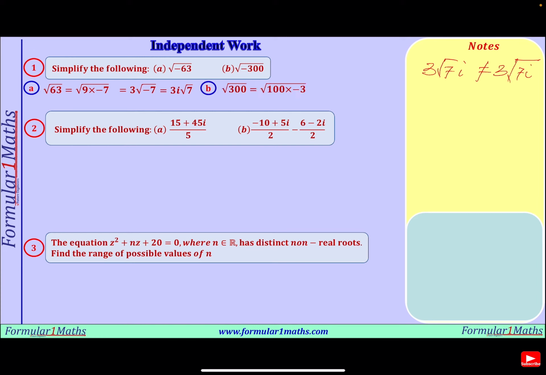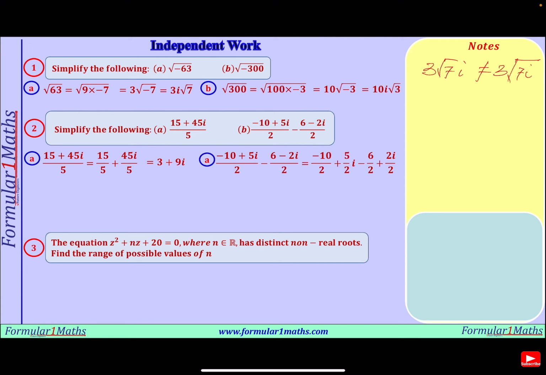So this will give you square root of 100 times minus 3. That will simplify to give you that, and obviously you're going to get 10i root 3. For number 2, it's good to rewrite the question like this. Then you can easily divide this and divide that to get 3 plus 9i.